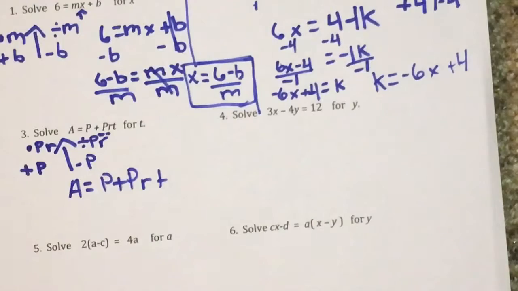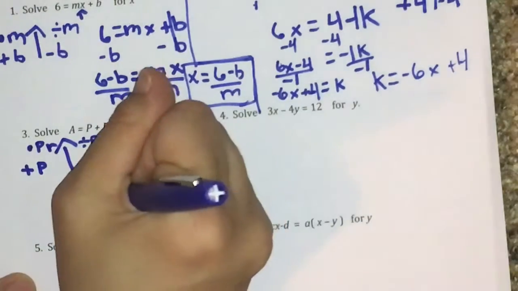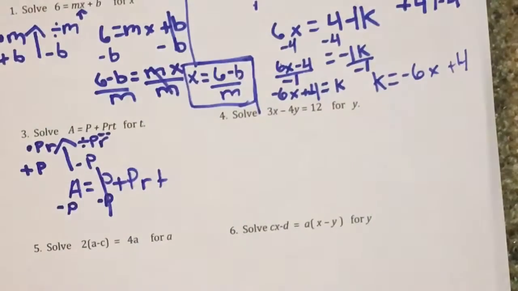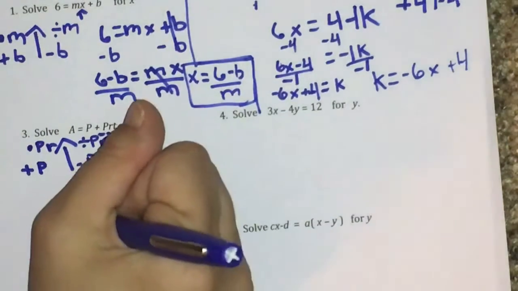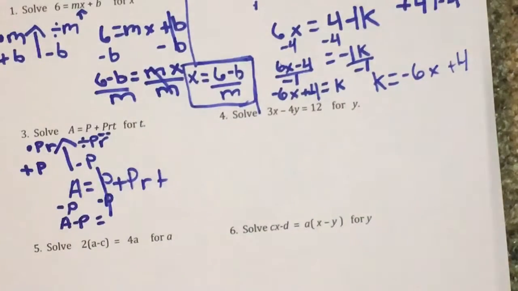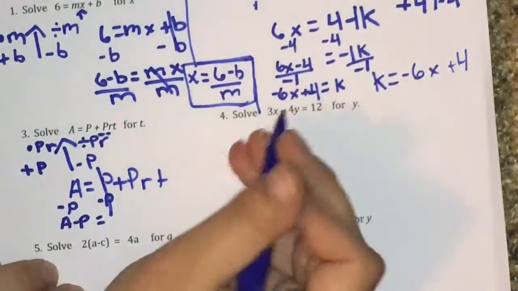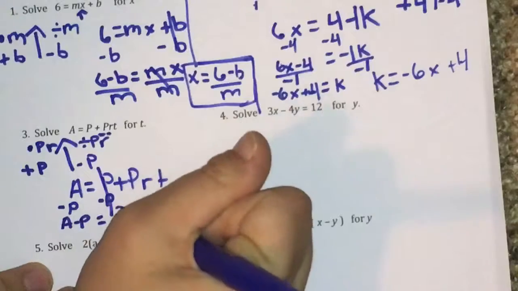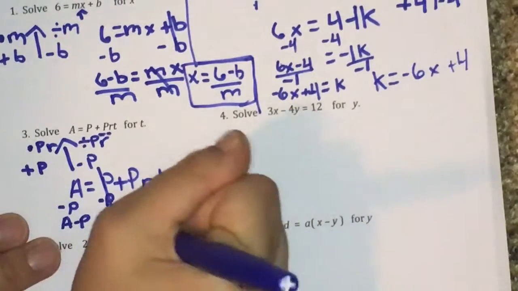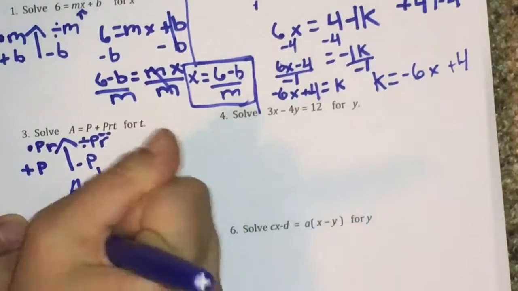And we said step 1 is to subtract P. Well, if we subtract P from the right, it disappears. If we subtract P from the left, this just becomes A minus P, because they are not like terms. You cannot subtract them from one another. They just stay next to each other. Then over here, we have Prt left. We can divide by P and r separately, or we could just divide both sides by Pr.